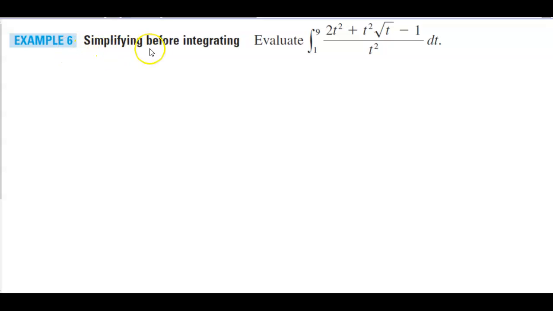Example 6, simplifying before integrating. We want to evaluate the integral going from 1 to 9 of the function 2t squared plus t squared times the square root of t over t squared minus 1 dt. So let's write out this integral.